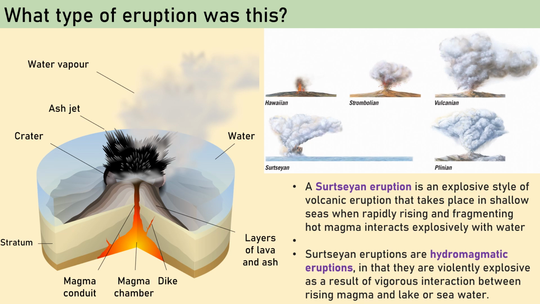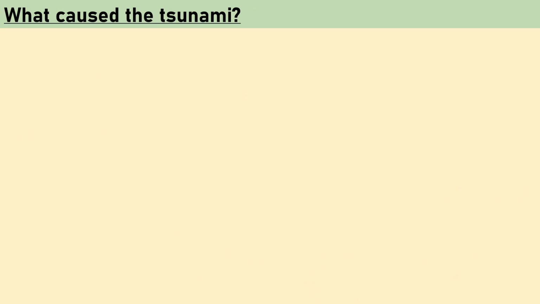It's an explosive style of eruption that takes place in shallow seas when we get this rapidly rising, fragmenting hot magma interacting explosively with the water. It's something that we call hydromagmatic. You can see the words hydro, water, and magma in there. They're violently explosive as a result of the vigorous interaction between the rising magma and the lake or sea water. And you can see an annotation of what this looks like on the left there.